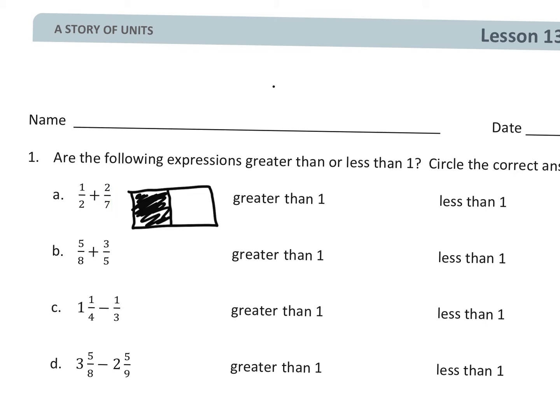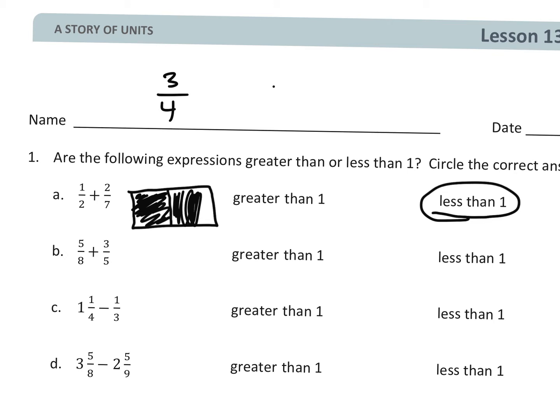Now, if my number was bigger than 7, I would know that my number is more than 1/2. So 2 times 2 tells me that it's 4, and 4 is less than 7. So I don't know exactly how this would translate to halves, but I do know that it is less than 1/2. And so if it's less than 1/2, it's not going to be more than 1. It's going to be less than 1. Okay? So let's look at a couple up here. Let me show what I mean.